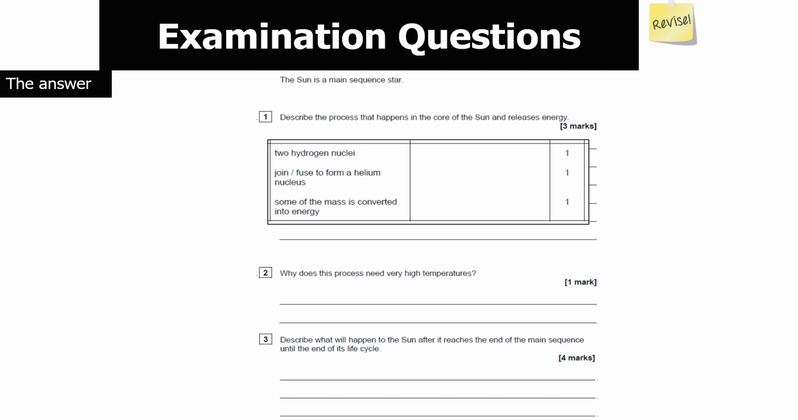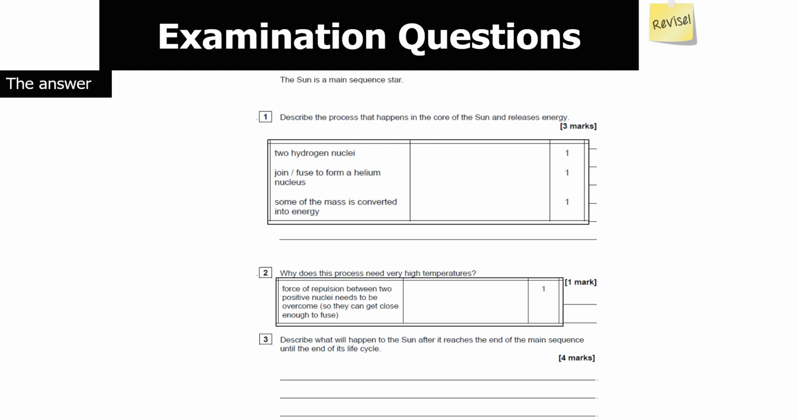Now, why does this need high temperatures? Well, it's important because it's 2 hydrogen nuclei. The 2 hydrogen nuclei are both positively charged, because all nuclei are positively charged, so they'll therefore be repelling each other. So you need a high temperature to overcome this repulsion.